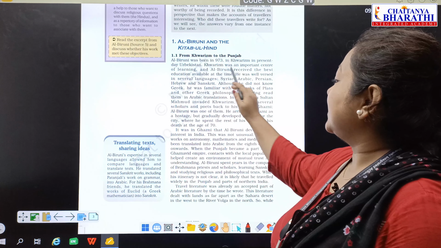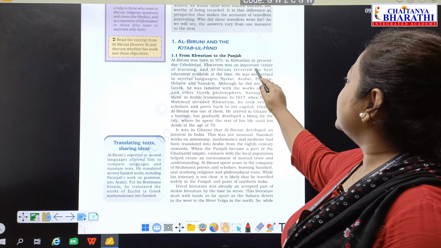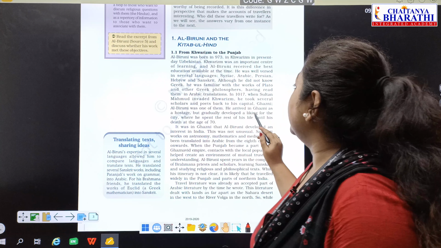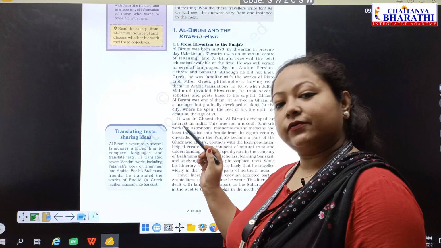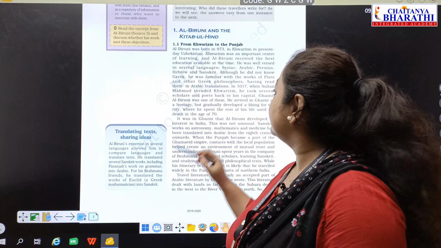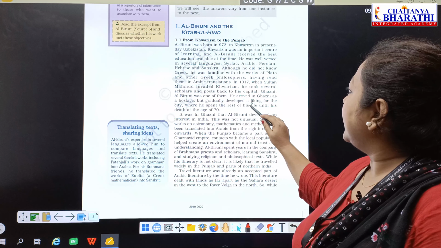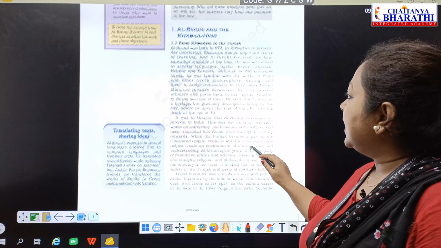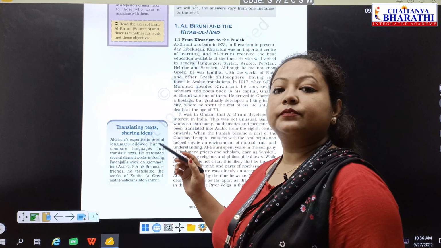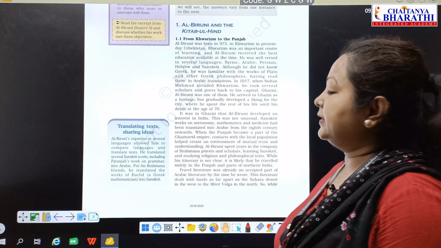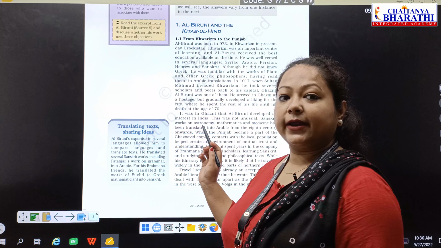Al-Biruni was born in 973 in Qaziram, in present day Uzbekistan. It was an important center of learning and he received the best education that was available at that period of time. He learned Sanskrit, Syriac, Arabic, Persian, and he was also a great follower of the great Greek philosopher Plato.